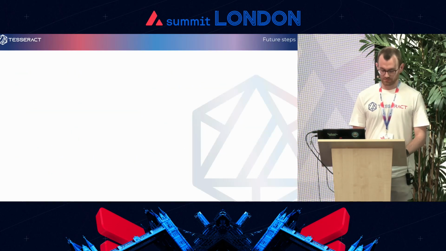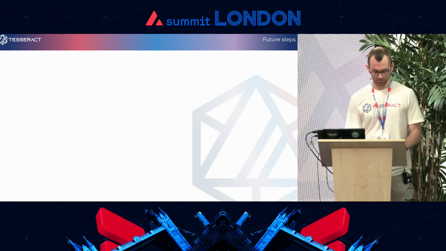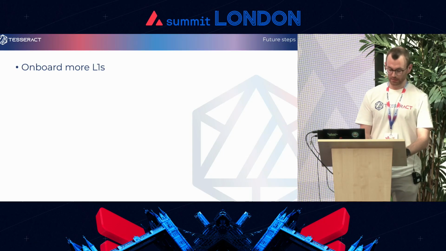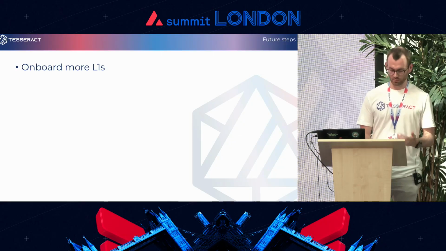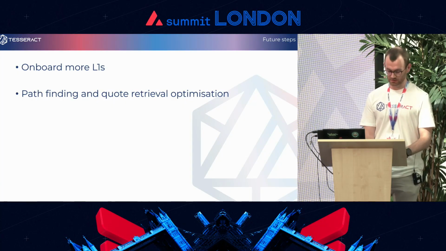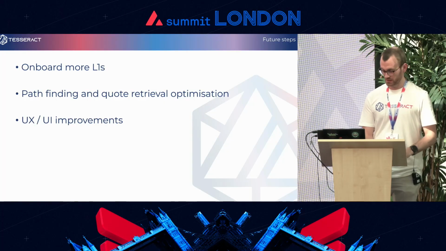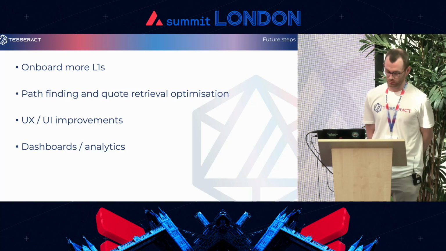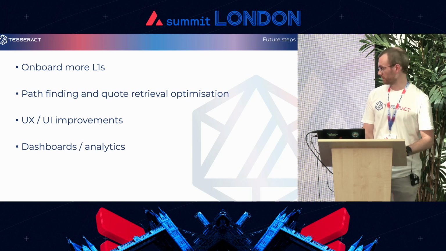For future steps, there's a few things we're working on. First, we want more L1s to make use of the Avalabs-built ICT technology so we can integrate them into Tesseract. The benefits become more apparent as more and more L1s are integrated. In parallel to that, improvements to the algorithm for pathfinding and getting quotes are always being worked on, as well as general UI/UX improvements. For me personally, I want our analytics to be in a better place with some nice dashboards on Dune or other places, and that's pretty much it.